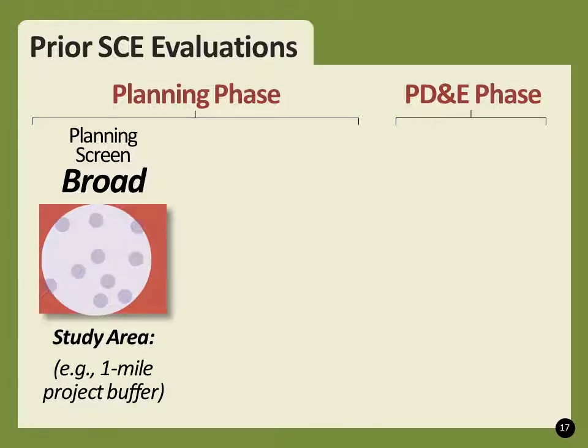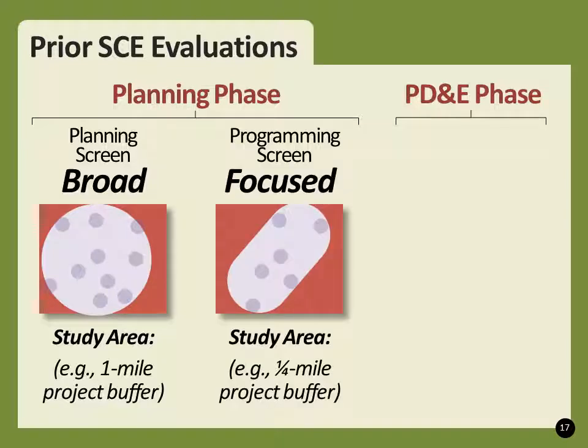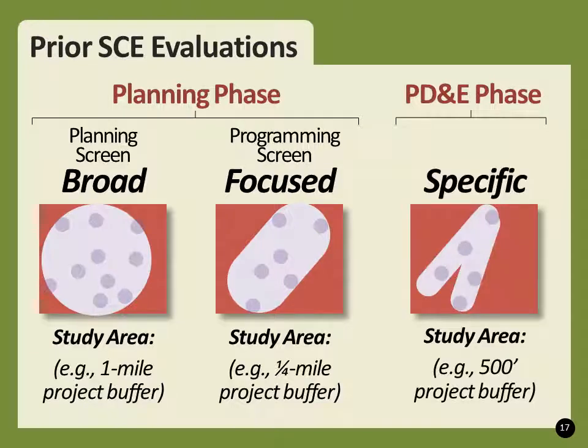The evaluation conducted for programming consideration focuses on project alternatives carried forward from prior evaluations and potential effects that were identified. For project development, the study area is refined again to encompass the remaining alternatives and remaining areas with effects potential. In the absence of prior SCE evaluations, the study area for the present evaluation, regardless of phase, should be sufficiently broad to reveal communities and resources that could be affected as a result of the project.